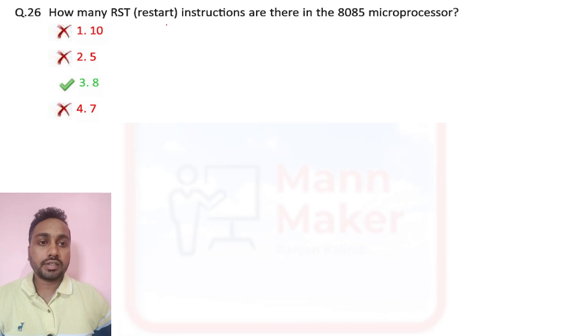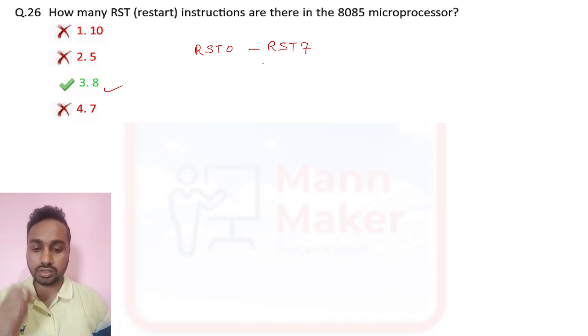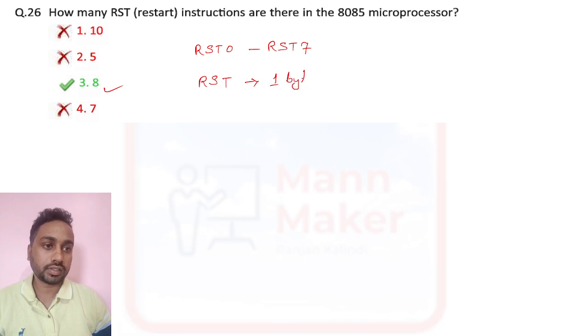How many RST restart instructions are there in the 8085 microprocessor? So we have generally 8 RST instructions in the 8085 microprocessor, from RST0 to RST7. And one more thing you need to remember, this RST instruction is a 1 byte instruction.